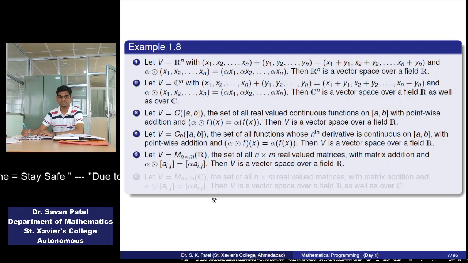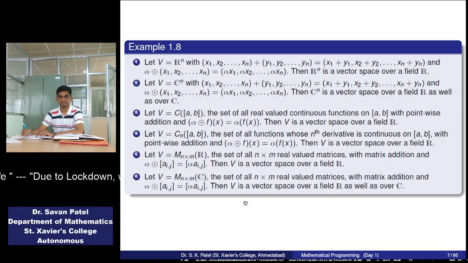Set of all n cross m matrices with real entries, with matrix addition and scalar multiplication defined in a similar way, that alpha is multiplied to each and every entry of the matrix, then V is a vector space over field R. Again, if we consider entries from complex instead of real, then again it is a vector space. But here, this is a vector space over field R as well as over C.